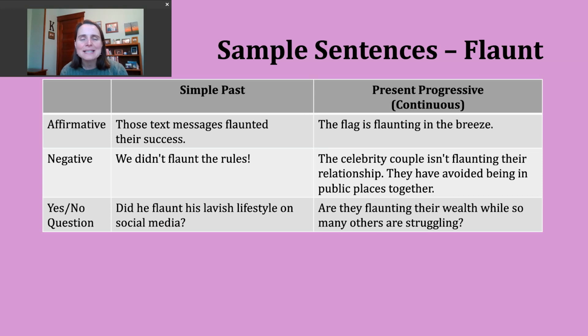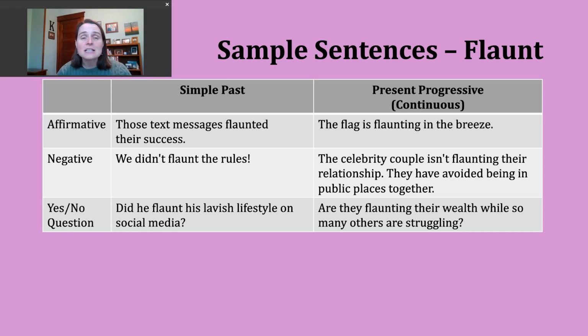My last simple past tense example is, did he flaunt his lavish lifestyle on social media? So posting lots of pictures, maybe showing expensive items he has purchased, or expensive vacations, things of that nature. So kind of showing off. Now let's move on and talk a little bit about the present progressive.